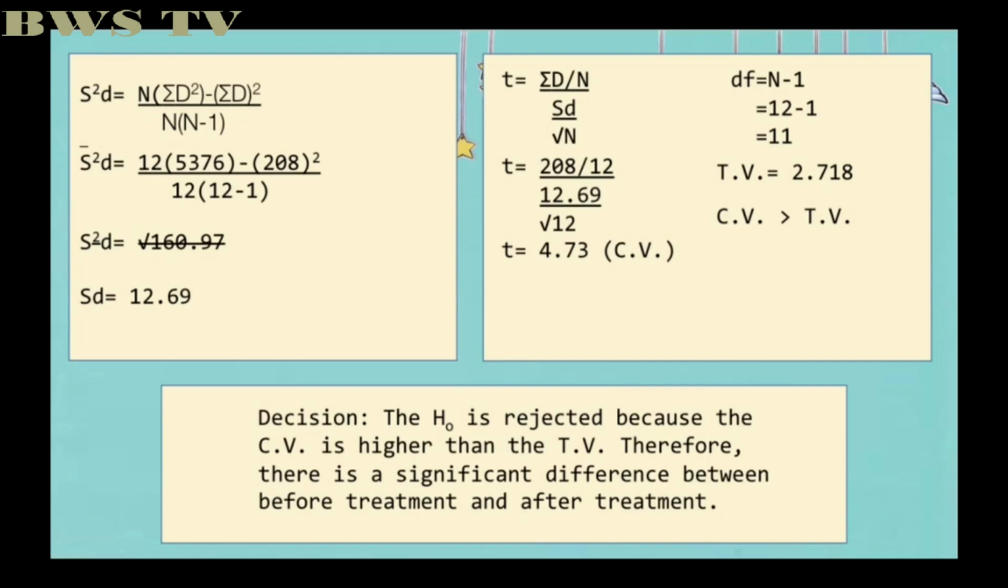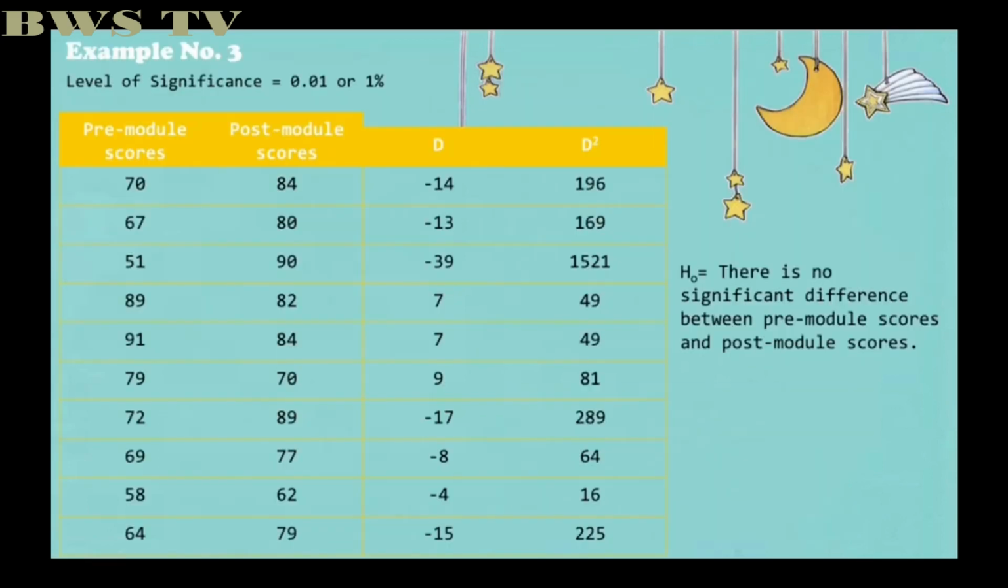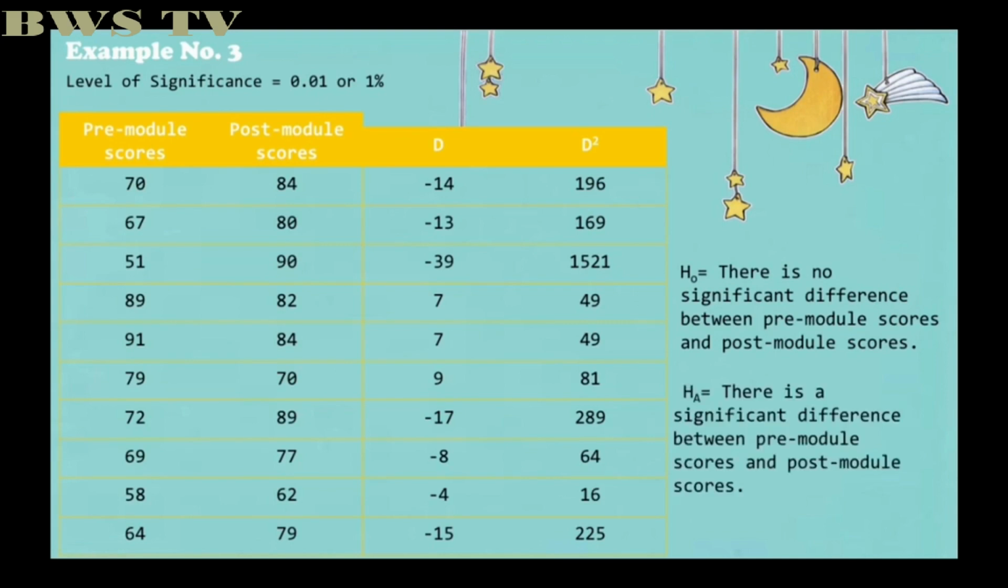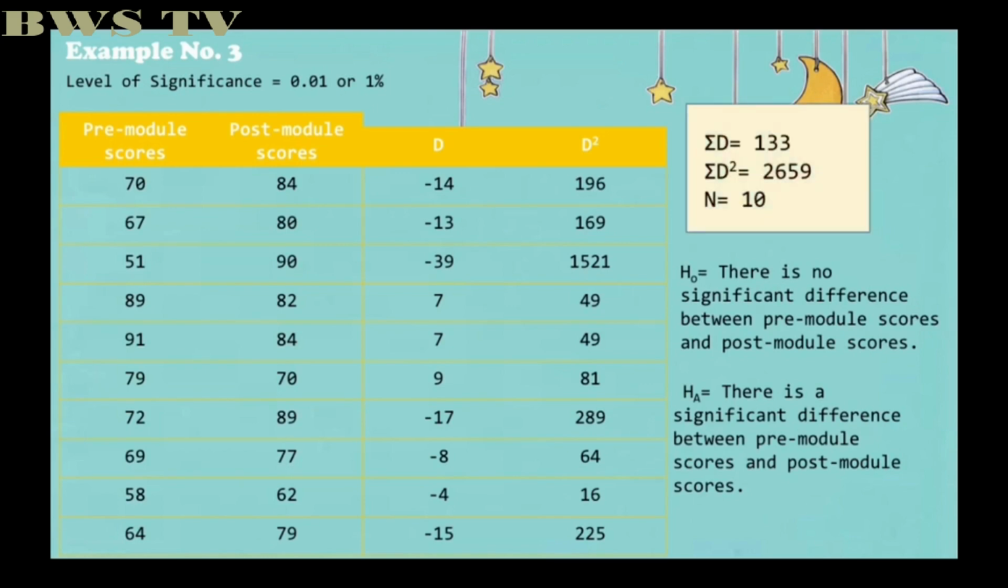So for our third example, the given level of significance is 0.01 or 1%. The given table shows pre-module scores and post-module scores. The null hypothesis is there is no significant difference between pre-module scores and post-module scores, while the alternative hypothesis being there is a significant difference between pre-module scores and post-module scores. Here we have the table for D.